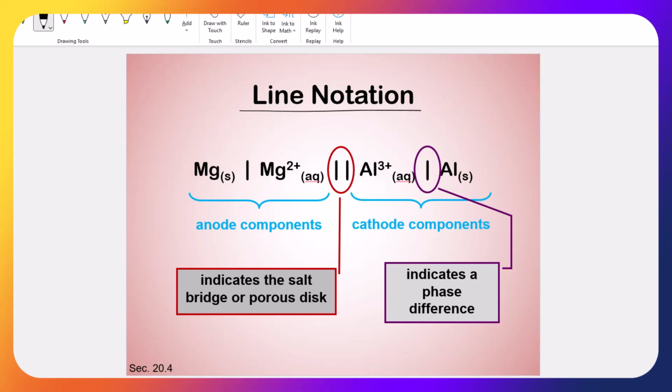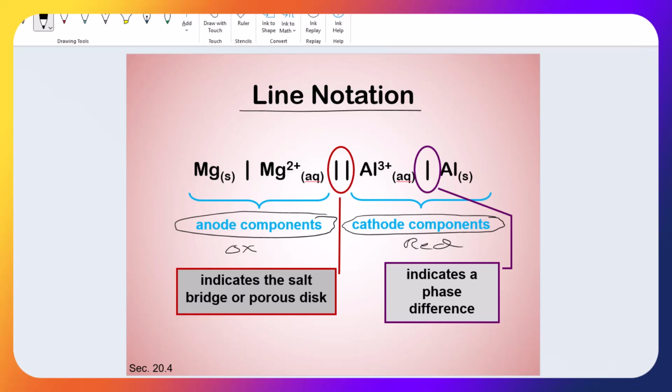All right, let's take a look at line notation. Line notation is just another way to represent a galvanic or voltaic cell. On the left side of the line notation, you have the anode components. You remember that's where oxidation takes place. On the right side in line notation, those are the cathode components, where reduction takes place.